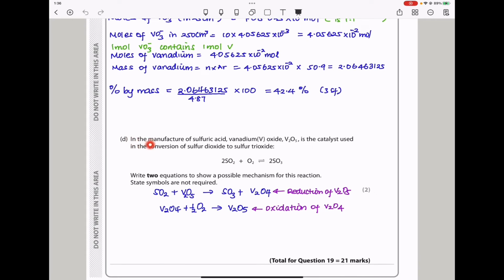In part D, in the manufacture of sulfuric acid, vanadium 5 oxide is the catalyst used in the conversion of sulfur dioxide to sulfur trioxide, the equation is that. They say write 2 equations to show a possible mechanism for this reaction.